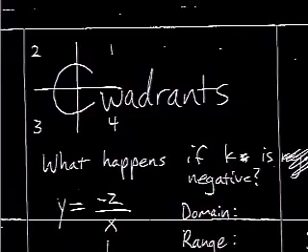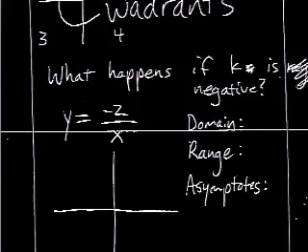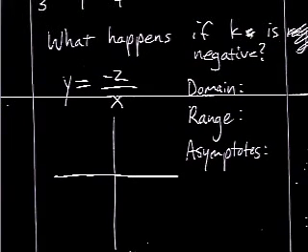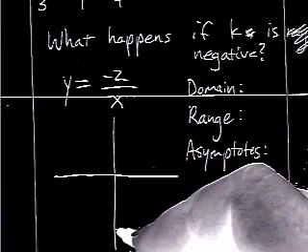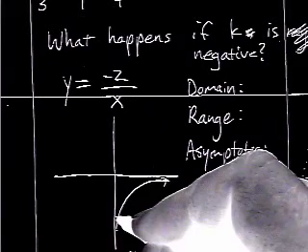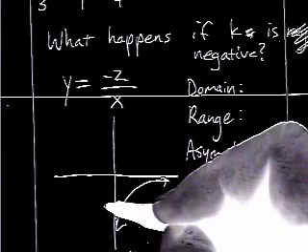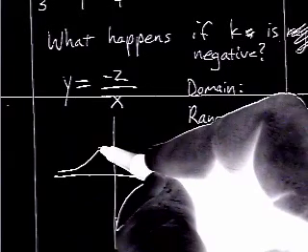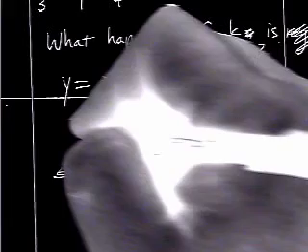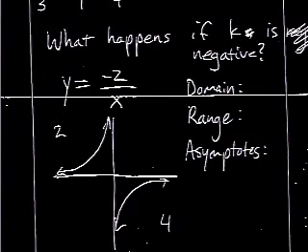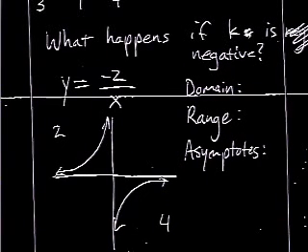Now, what happens if k is a negative number? If k is a negative number, what does that do to my graph? Well, when you multiply all the values by -1, it causes all the values that were on this branch to drop down in here. And it causes all the values that were down here in this branch to come above the x-axis. So it switches the quadrants. Now you're in quadrants 2 and 4, whereas before, the hyperbola with a positive k value was in quadrants 1 and 3.